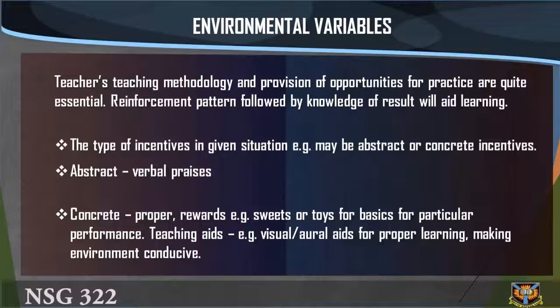Reinforcement pattern followed by knowledge of results will aid learning. The type of incentives in a given situation may be abstract or concrete. Abstract: verbal praises. Concrete: proper rewards, e.g., sweets or toys for a particular performance. Teaching aids, e.g., visual or oral aids, for proper learning and making the environment conducive.